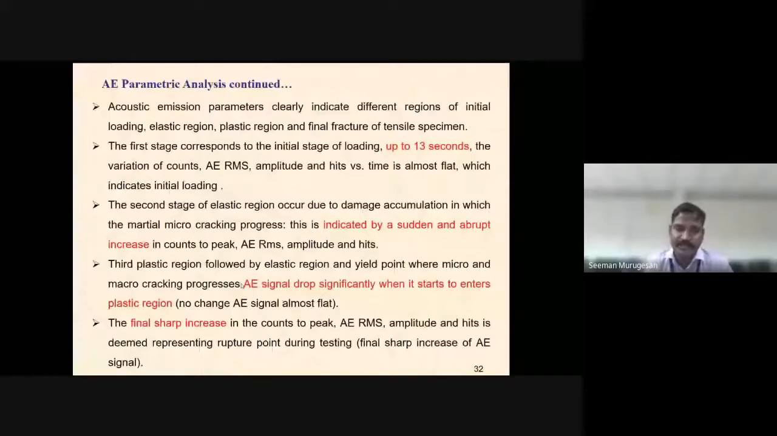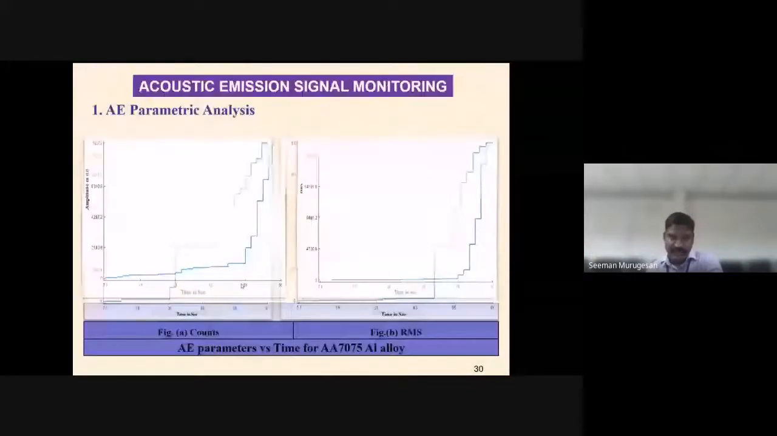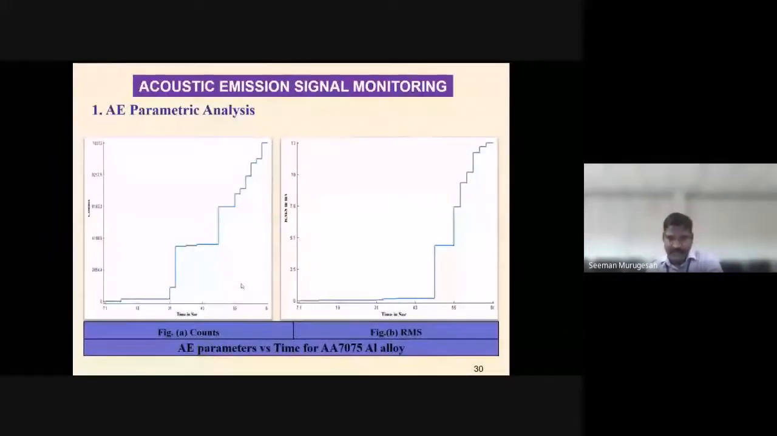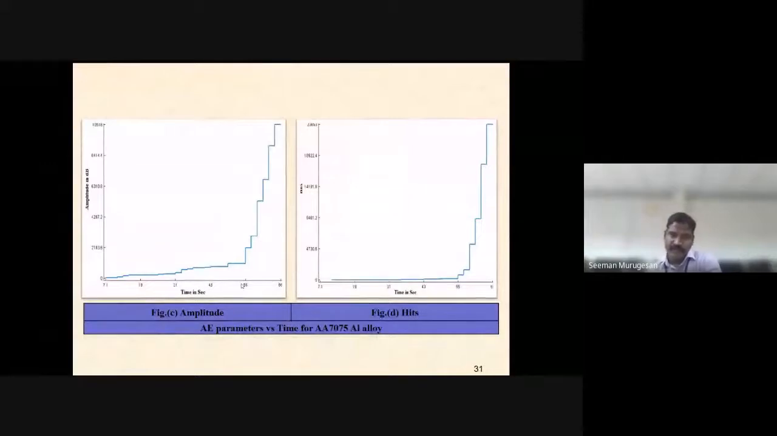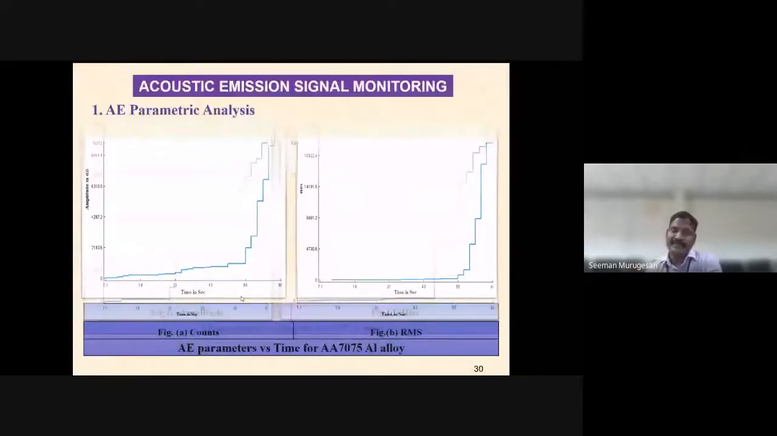The final sharp increase of the counts to peak, AE RMS, amplitude and AE hits clearly indicates the fracture of the tensile specimen. Even the basic parameters, count, RMS, AE amplitude and AE hits, clearly indicate the different regions: initial loading, elastic, plastic and final fracture of the tensile specimen.